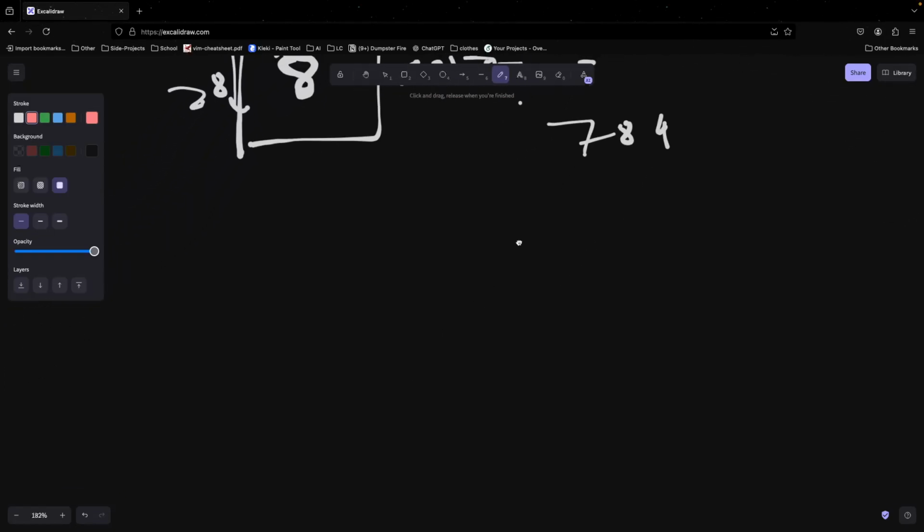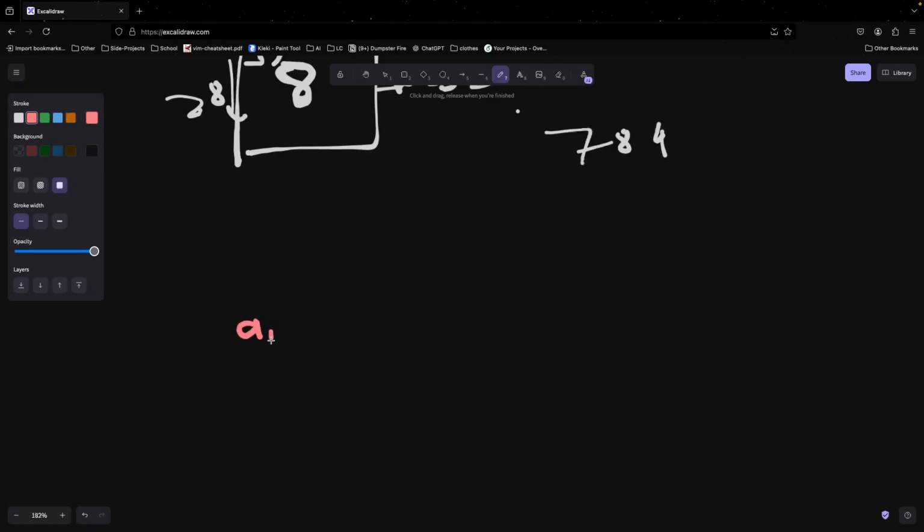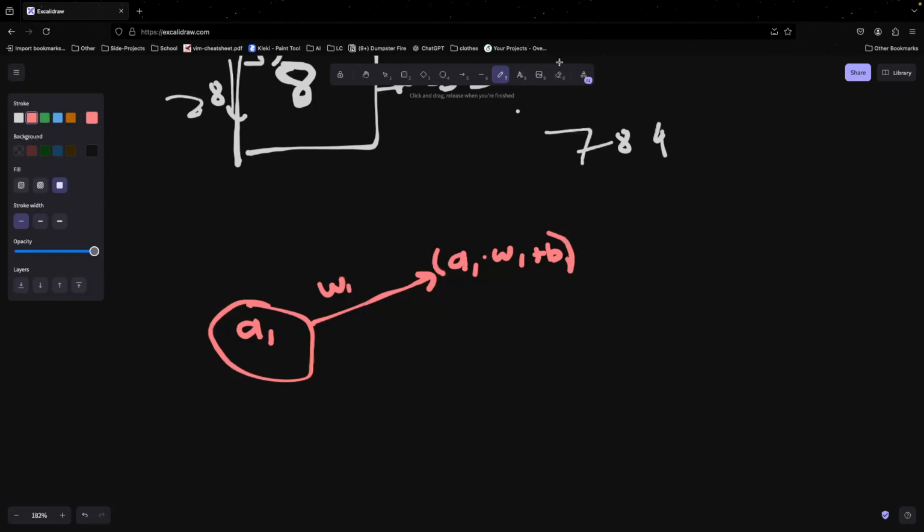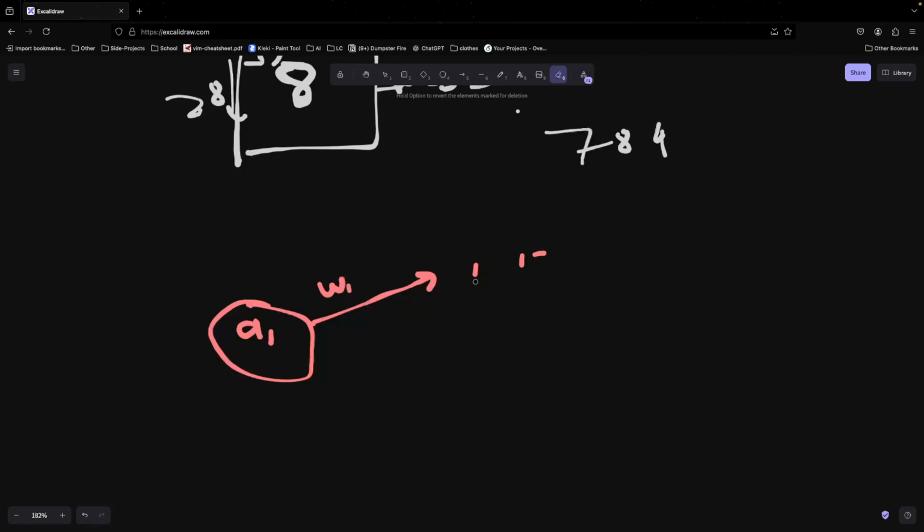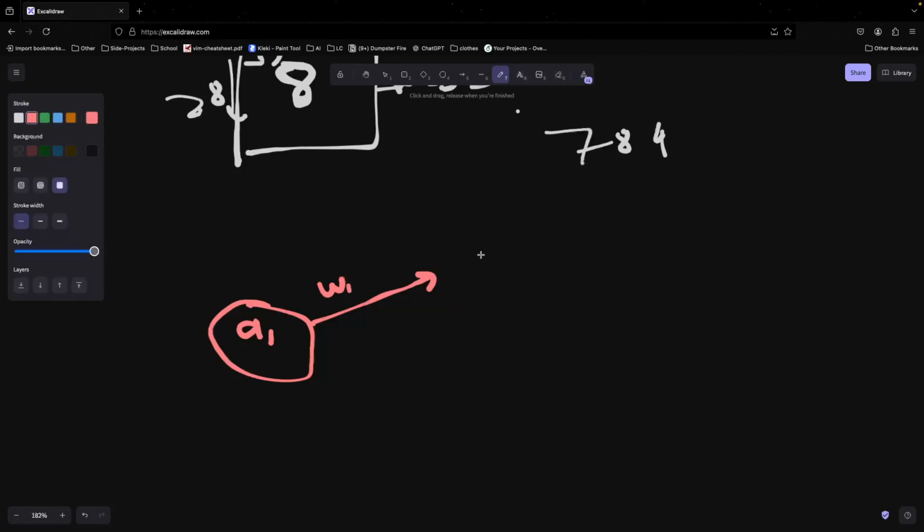So let's just summarize what we have so far. We have something called A1, which is a neuron, which is associated with some weight. Let's call it weight 1. And then we have another hidden layer, which is essentially another neuron, where we have the linear function, A1 times W1 plus bias 1. All of this is an input, so let me just move this over, to some activation function. So A1 times W1 plus B1.